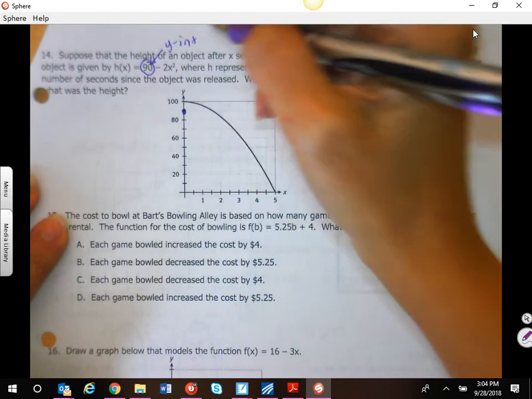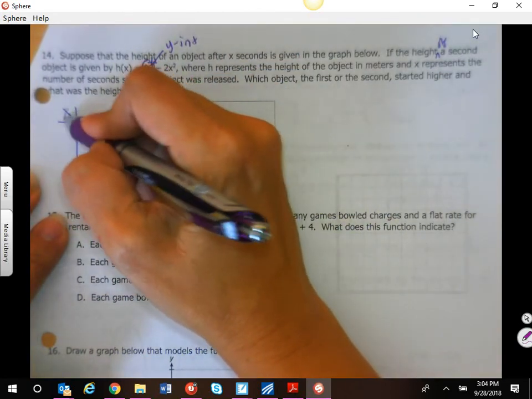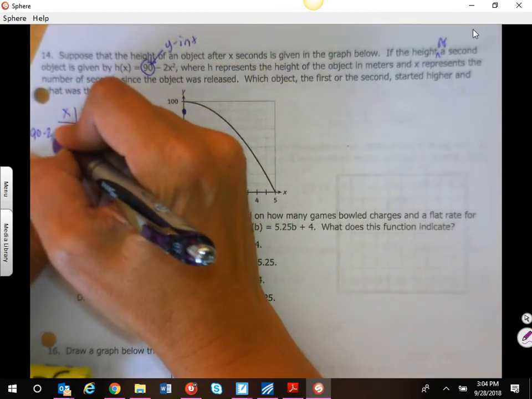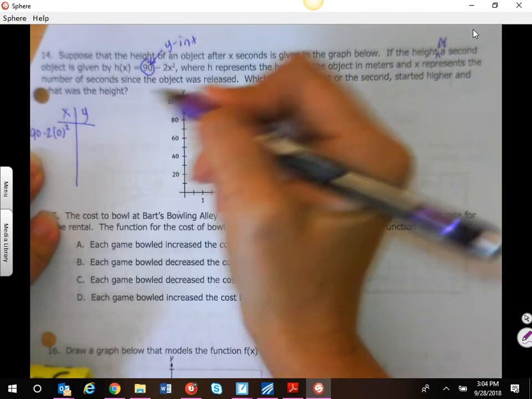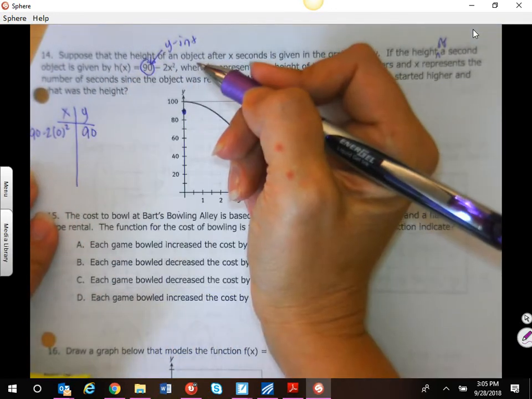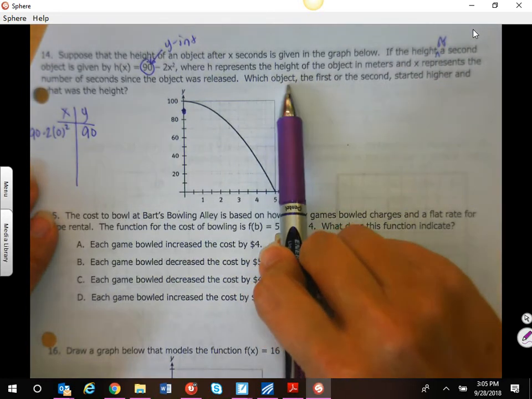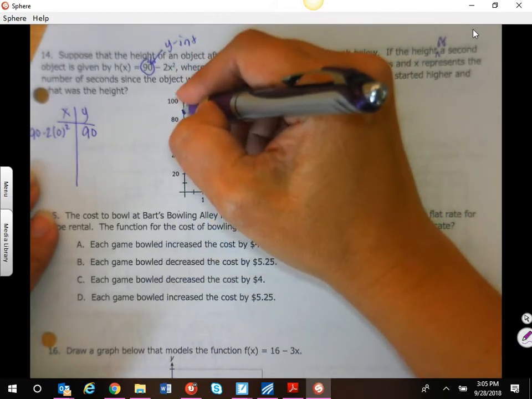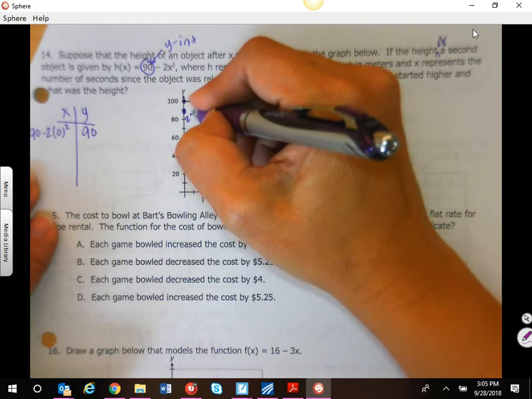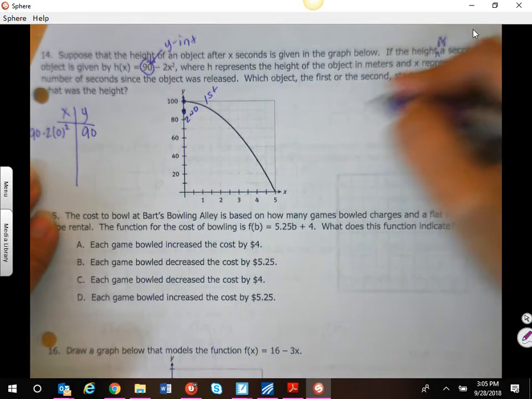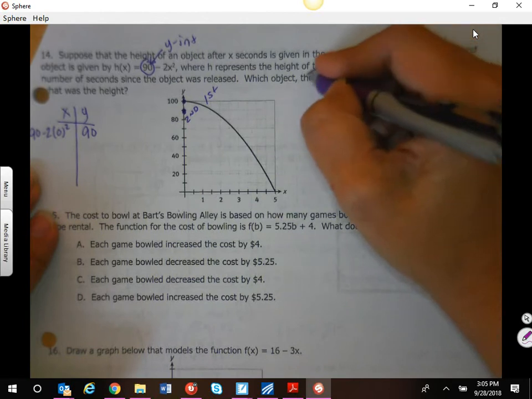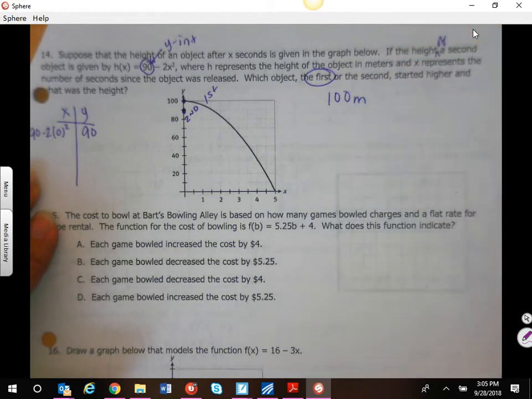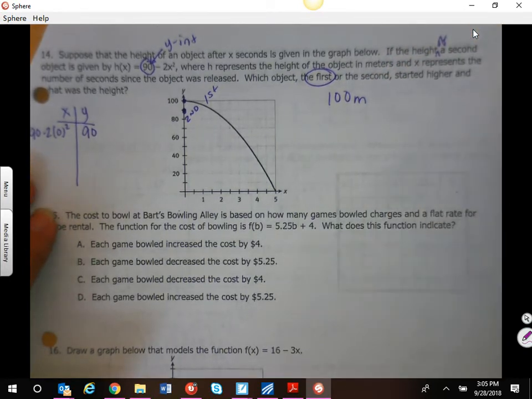You could have also made a table. So if I put in 0 here, negative 2 times 0 squared is just 90. And all they're asking about is which one started higher. So the rest of the graph doesn't matter. We're looking at these two coordinates. If this is our first and this is our second, we can say which one, the first or second, started higher. We can see that the first started higher. And what was the height? It started at 100 meters. And we know it's meters here.